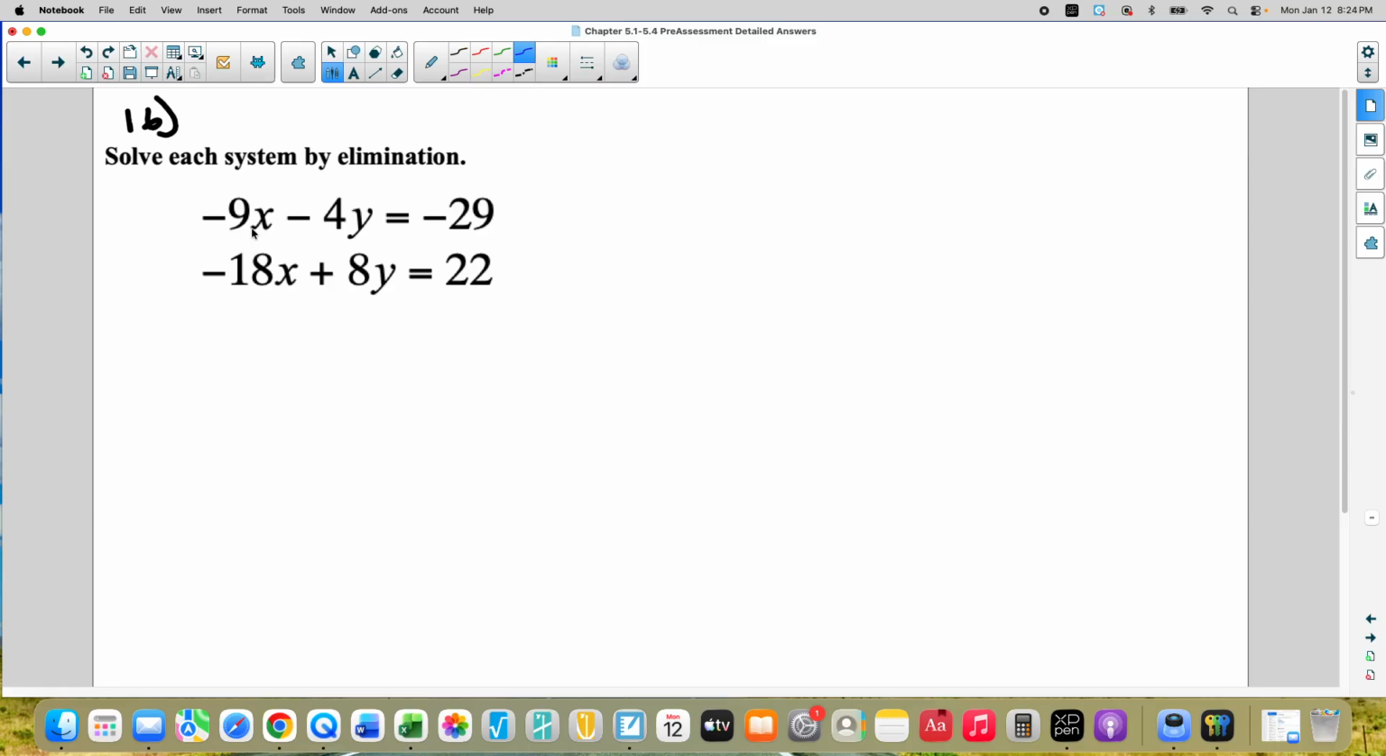And so which variable do I want to cancel? Well, I like y. The reason why I like y better than x is our signs are at least opposite. So if I multiply by positive 2, that's good for me. So if I multiply everything by positive 2, I get negative 18x minus 8y equals negative 58. You have to multiply everything by that 2.